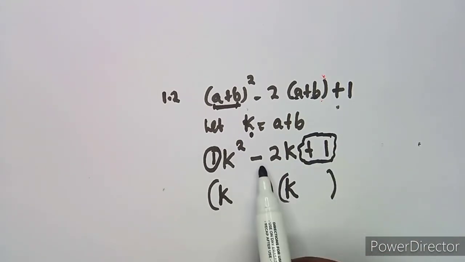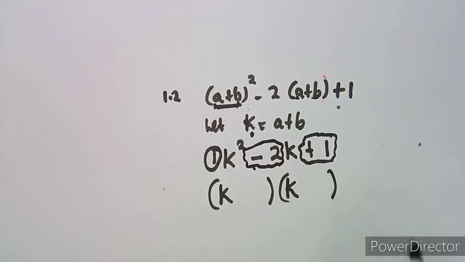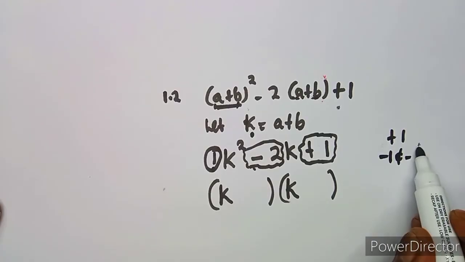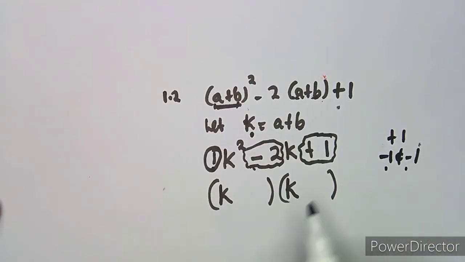So we are going to focus on 1. What are the factors of 1 that give us -2? This is only when the coefficient is a 1, so we can do that type of factorization directly. So factors of plus 1, it's -1 and -1. -1 times -1 is a positive 1. If you add these, you obtain -2. So you've got -1 and -1.